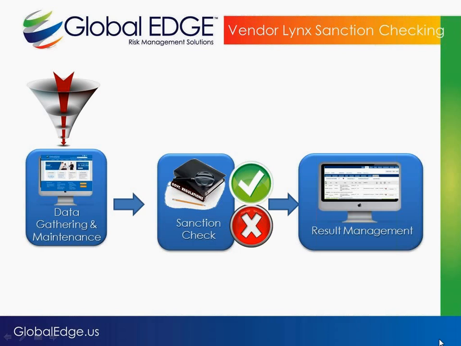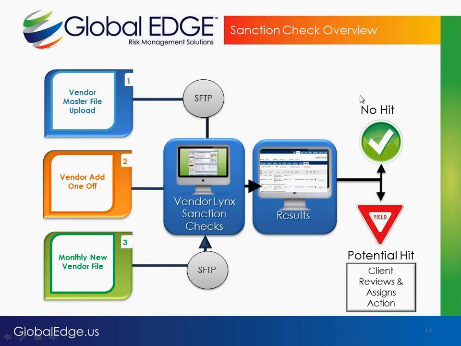In our Vendor Lynx platform, there are 3 different options to add a supplier. The first is a batch transfer through a secure FTP site. This is how we load the initial data you would provide.